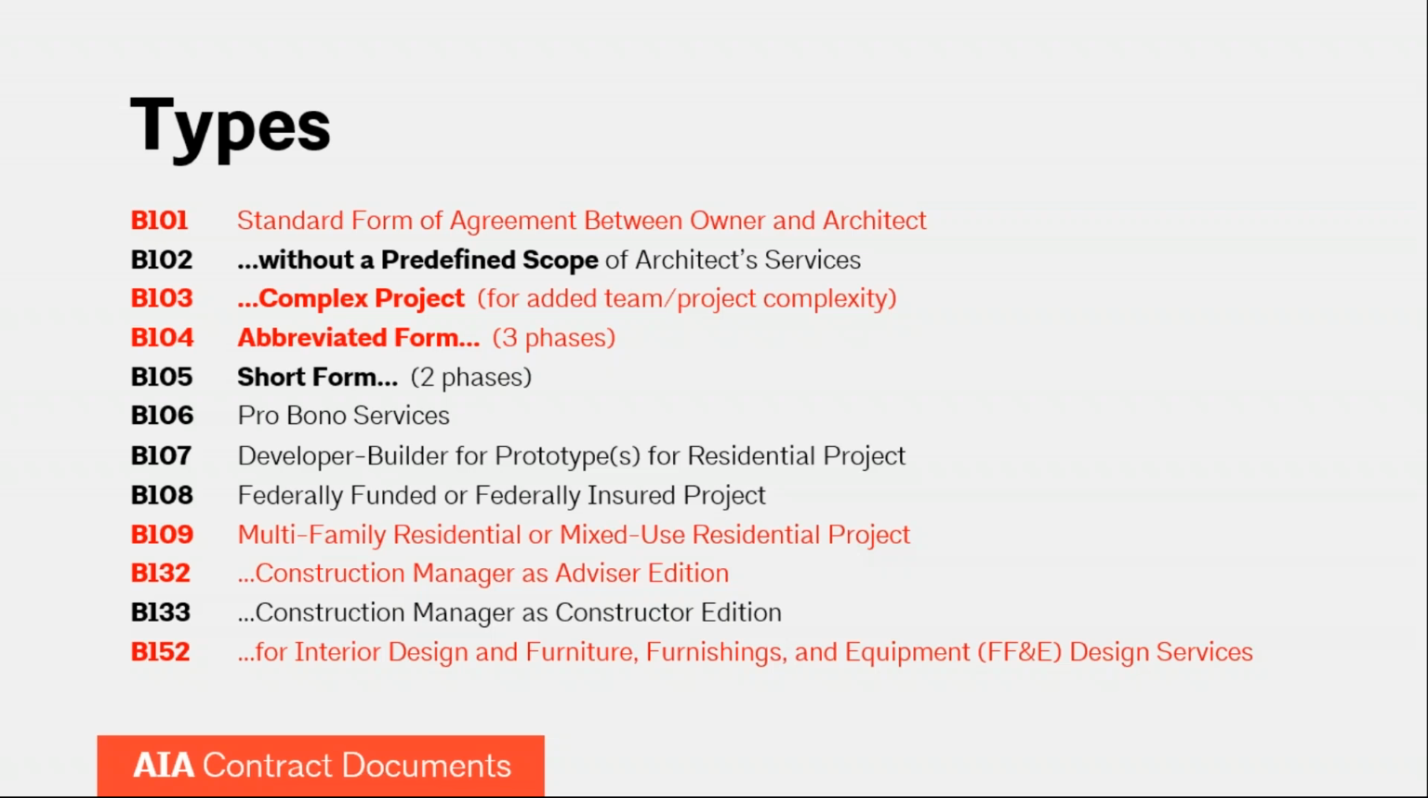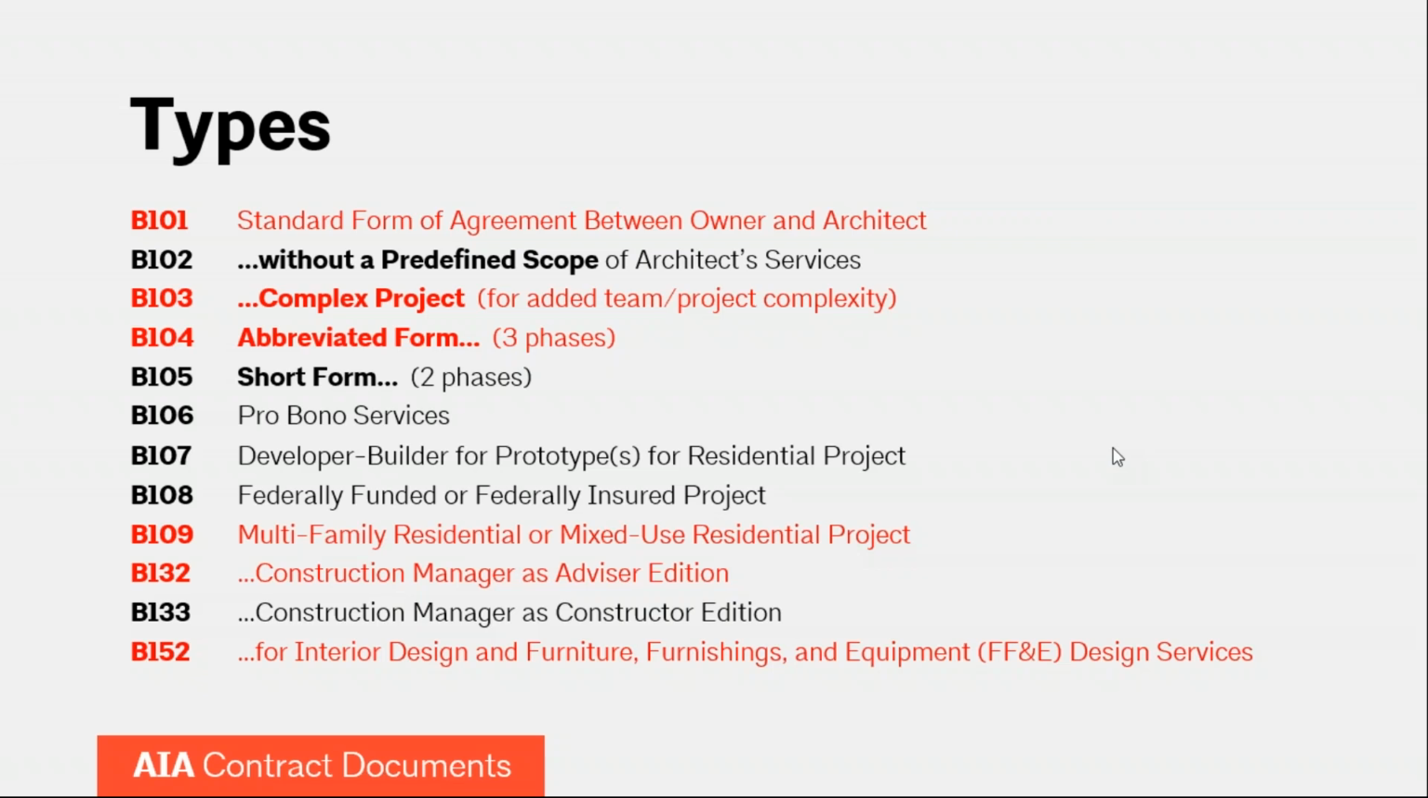As has been said multiple times, it refers to the A201 general conditions. And in this contract, the architect provides cost estimating and scheduling. The B103, which was developed for large or complex projects, is similar to the B101, except that the owner provides cost estimating and scheduling consultants, sometimes through a contractor. And it also allows for a fast-track delivery method.